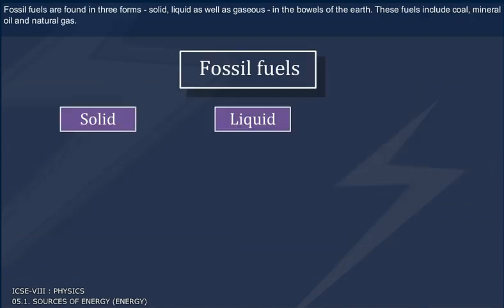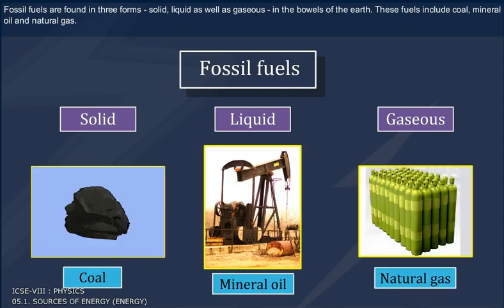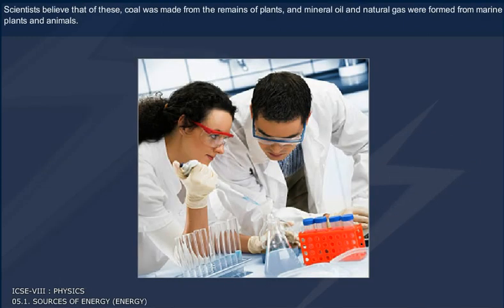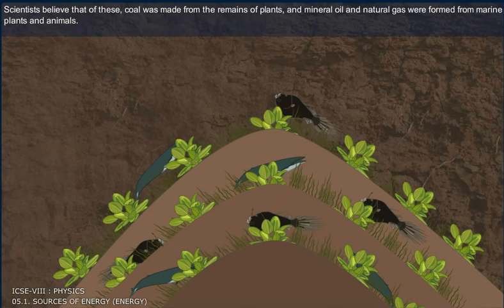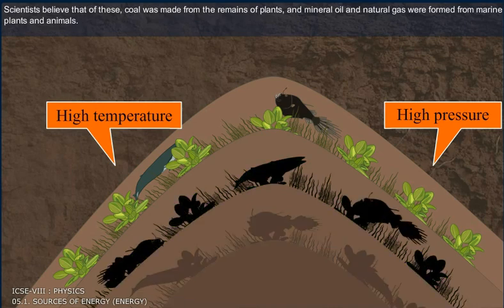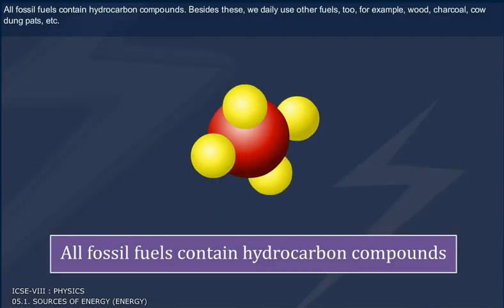Fossil fuels are found in three forms: solid, liquid, as well as gaseous in the bowels of the earth. These fuels include coal, mineral oil, and natural gas. Scientists believe that of these, coal was made from the remains of plants, and mineral oil and natural gas were formed from marine plants and animals. All fossil fuels contain hydrocarbon compounds.